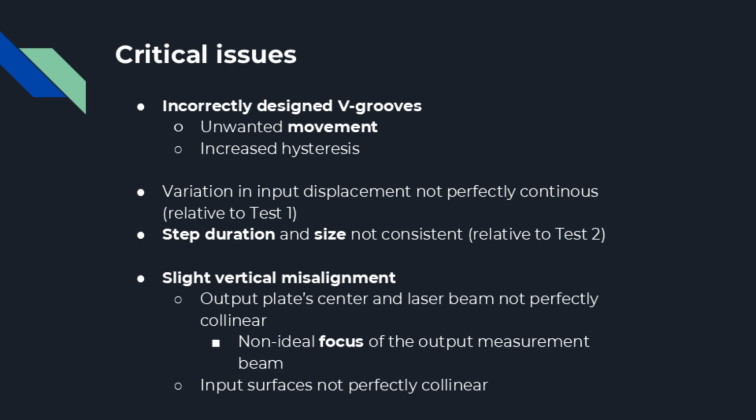Second, the V-groove wasn't machined correctly, leading to an unintended movement with minimal force. This introduced an apparent hysteresis in the system. Additionally, the slight misalignment caused the mechanism to sit above the laser measurement plane. As a result, the laser beam hit a small mirror attached to the output, making the measurement highly dependent on the mirror's alignment. This misalignment likely contributed to another issue. The laser frequently went out of focus, further affecting the accuracy and consistency of the measurements.